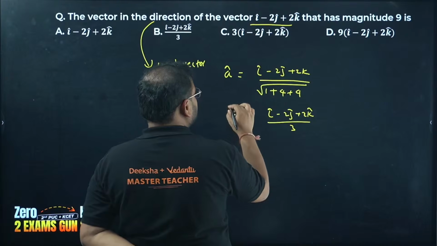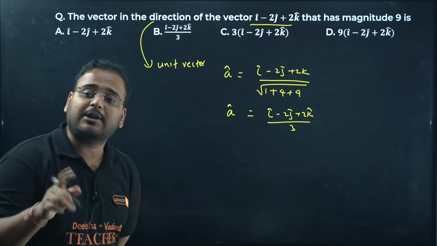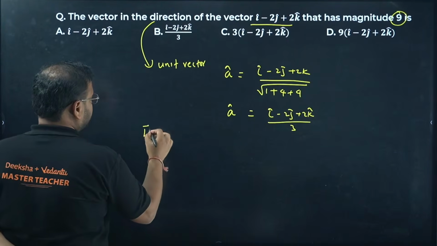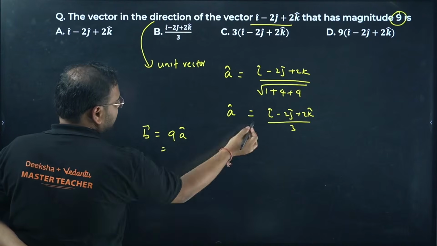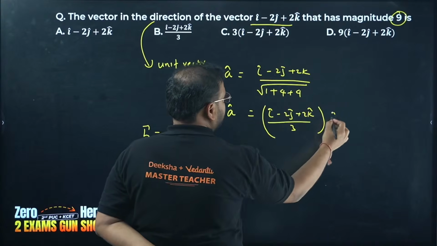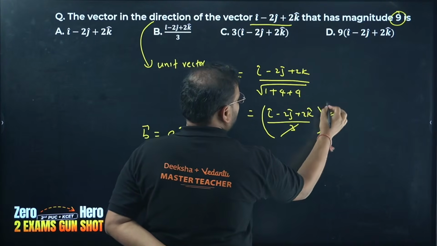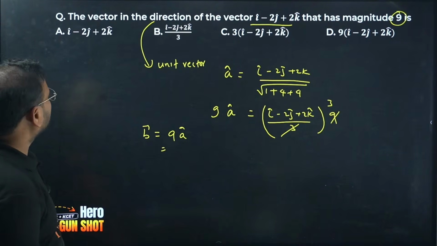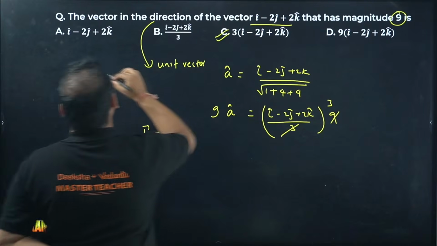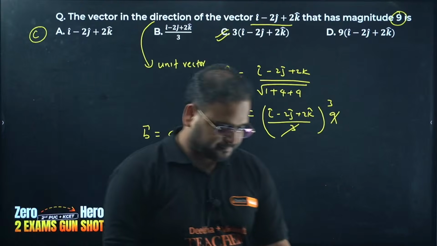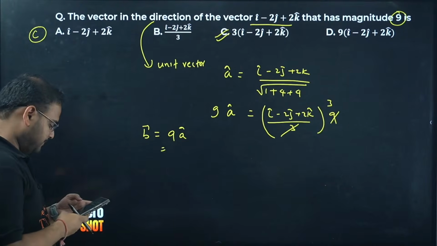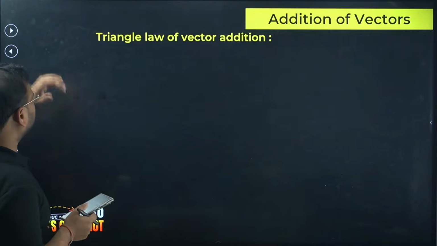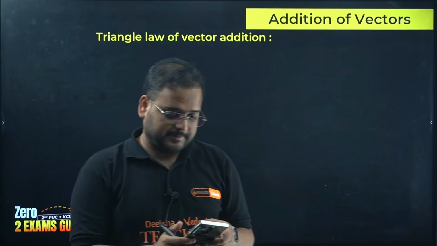What are they asking? Same direction sense, but magnitude is 9. So vector B will be 9 times A cap. Multiply this by 9 and you'll get 3 times the same vector: 3 times (i minus 2j plus 2k). Option C is correct. Check, guys. Everyone, whenever I'm solving a question, give me an answer for that particular question.